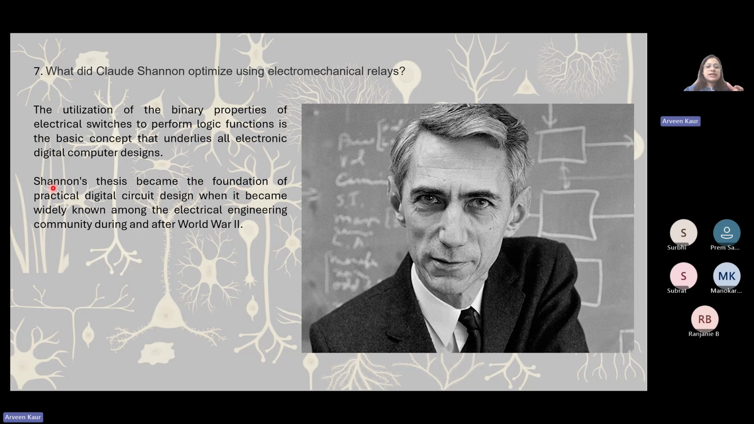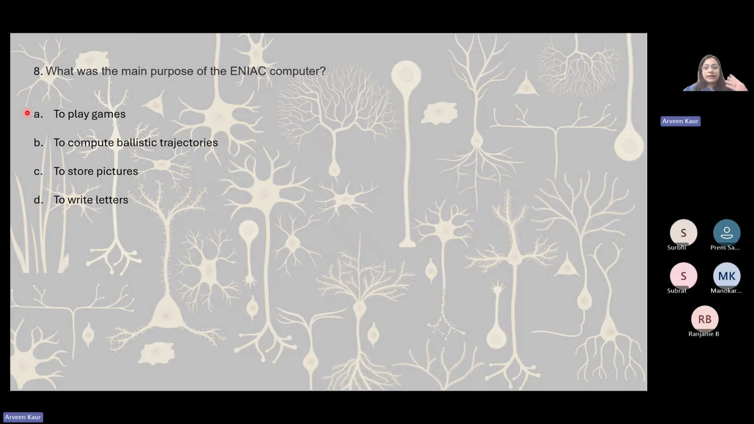Shannon's thesis became the foundation of practical digital circuit design when it became widely known among the electrical engineer community during and after World War II, right? So that was the era in which he actually worked.